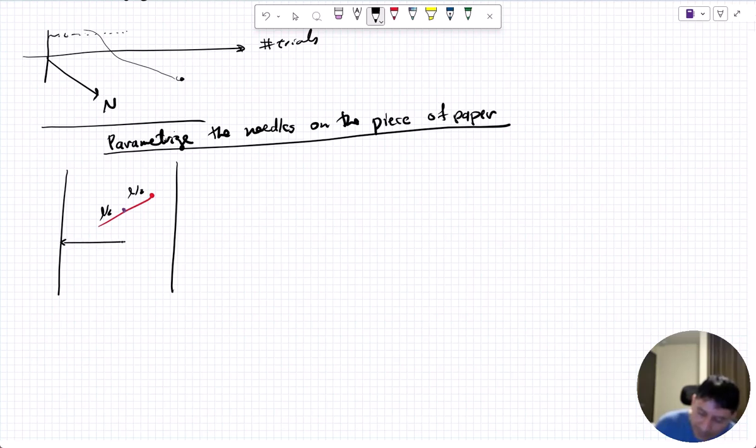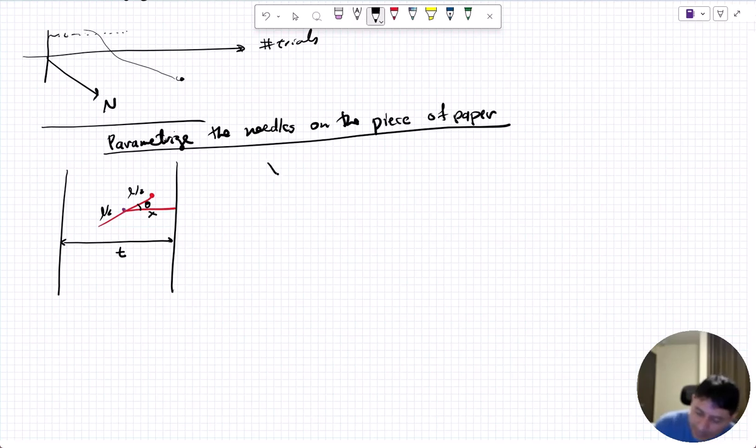The distance between vertical lines is little t, right? Now, we're going to calculate the distance of the center of mass to the nearest vertical line, so that will be x. And the angle that the needle makes with the line that separates the center of mass from the nearest vertical line, we're going to call that theta, right? And these are going to be our two random variables.